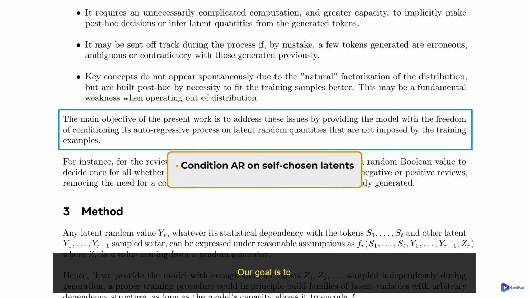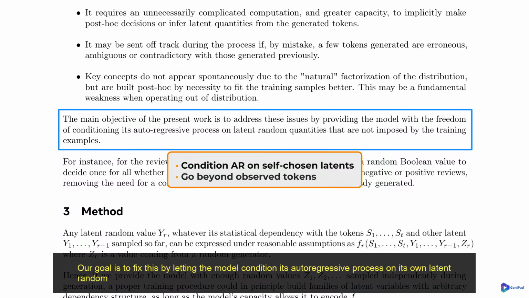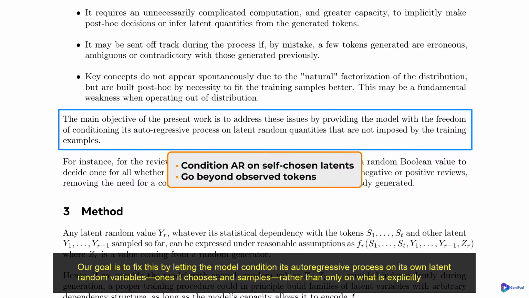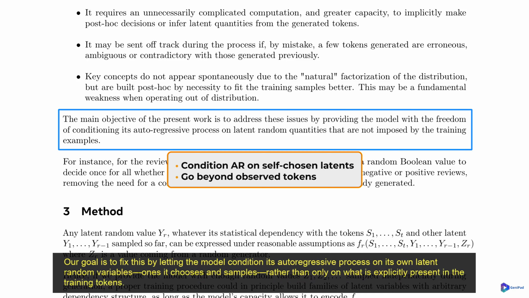Our goal is to fix this by letting the model condition its autoregressive process on its own latent random variables, ones it chooses and samples, rather than only on what is explicitly present in the training tokens.